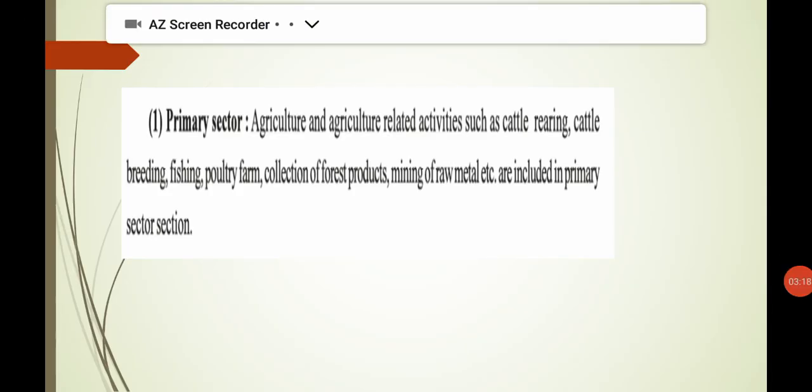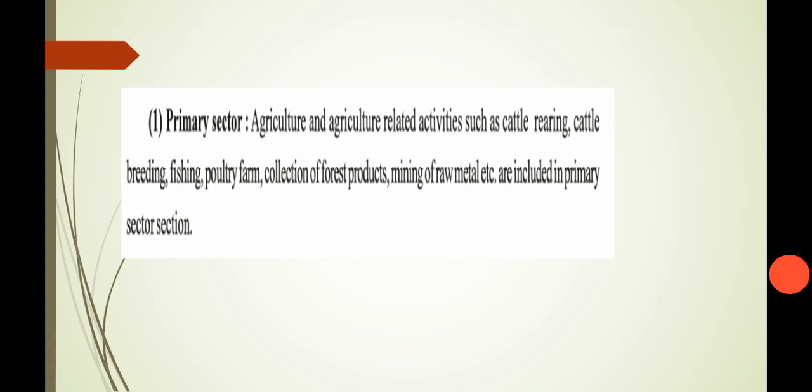Yes, the primary sector includes agriculture and agriculture-related activities such as cattle rearing, cattle breeding, fishing, poultry farm, collection of forest product, mining of raw material, etc. are included in the primary sector section. Yes, agriculture, we all know that this is a basic primary activity. See now, agriculture, growing of crops or cereals or pulses, anything is a primary sector section. Fine. Then as I told you the example that if you are growing wheat, then it comes in primary sector.